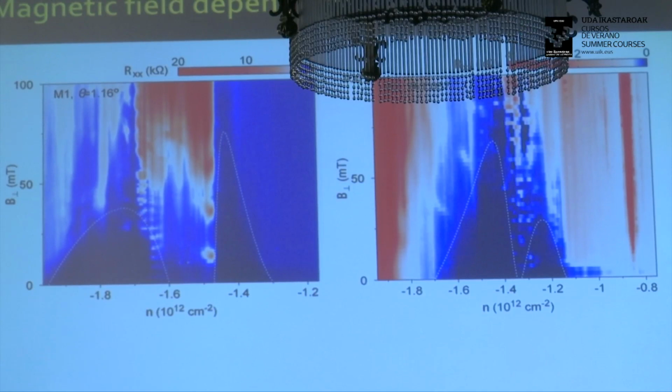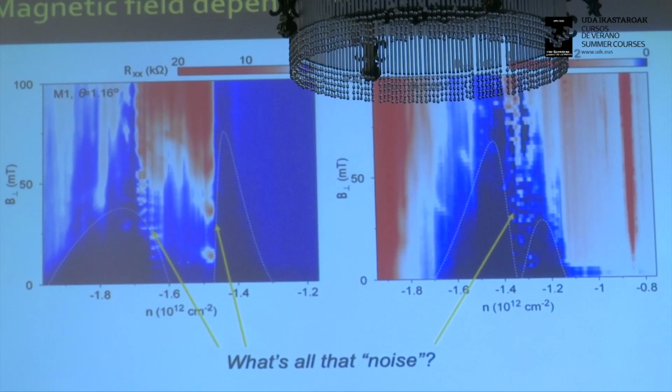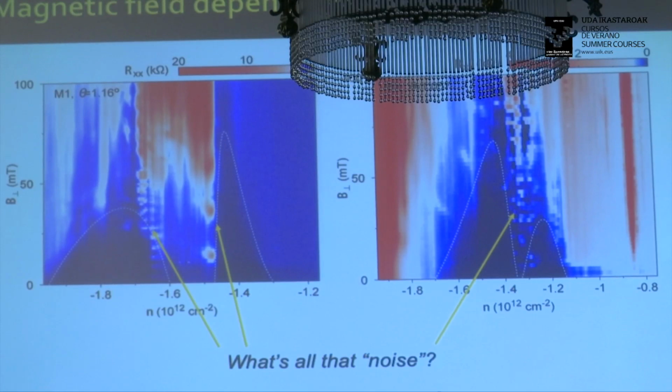I remember when my students showed me this data, I thought it looked okay, but somehow it was kind of uglier compared to the other domes. What is all this crap? I told them, what's all this noise? Turns out it's actually not noise. If you look carefully, this thing is actually periodic.